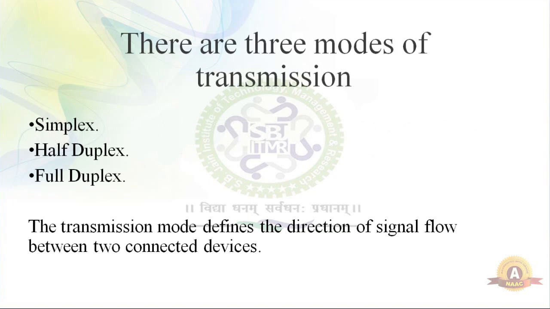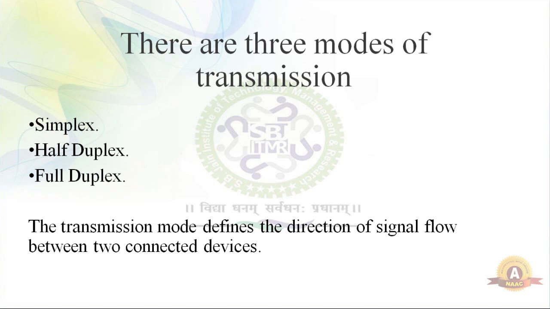There are three types of transmission mode. The first one is the simplex mode, the second is the half duplex mode, and the third is the full duplex mode. The transmission mode defines the direction of signal flow between the two connecting devices. We already discussed that the devices we use nowadays are connected point to point or point to multi-point. How data is transferred from one place to another, we will discuss in this lecture.